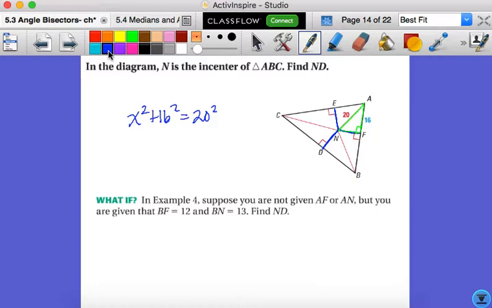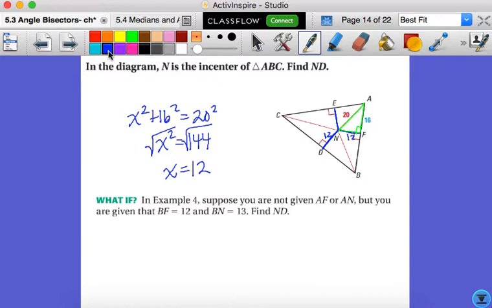Now if I start to solve and I subtract and do all of the components here that I need, I'm going to eventually end up with x squared equals 144. When I take the square root of both sides, x comes out to be 12, which tells me that the length of NF is 12, and therefore so is ND and EN.